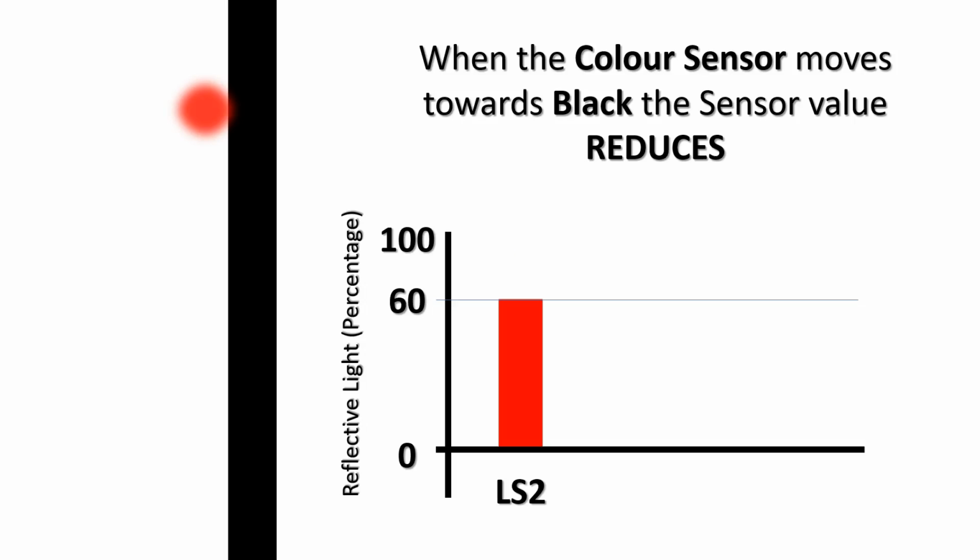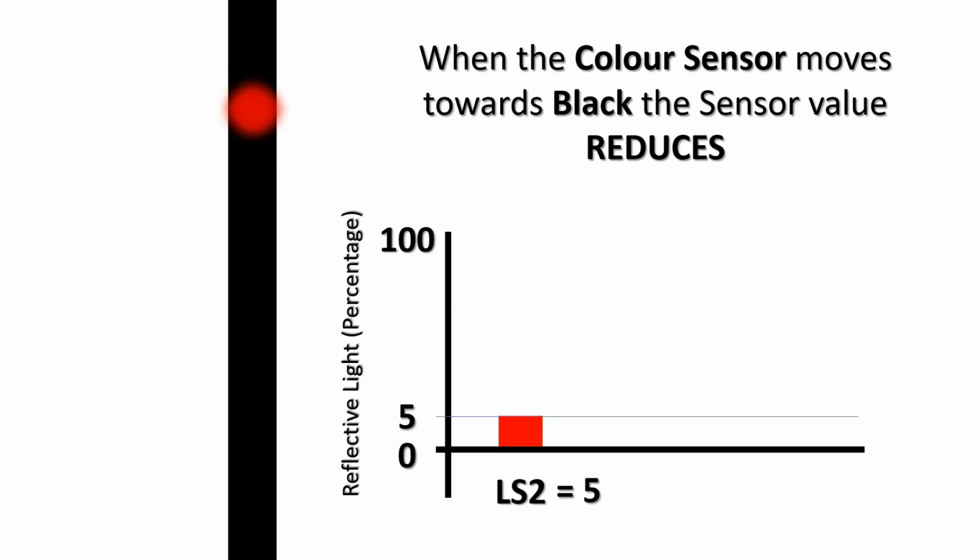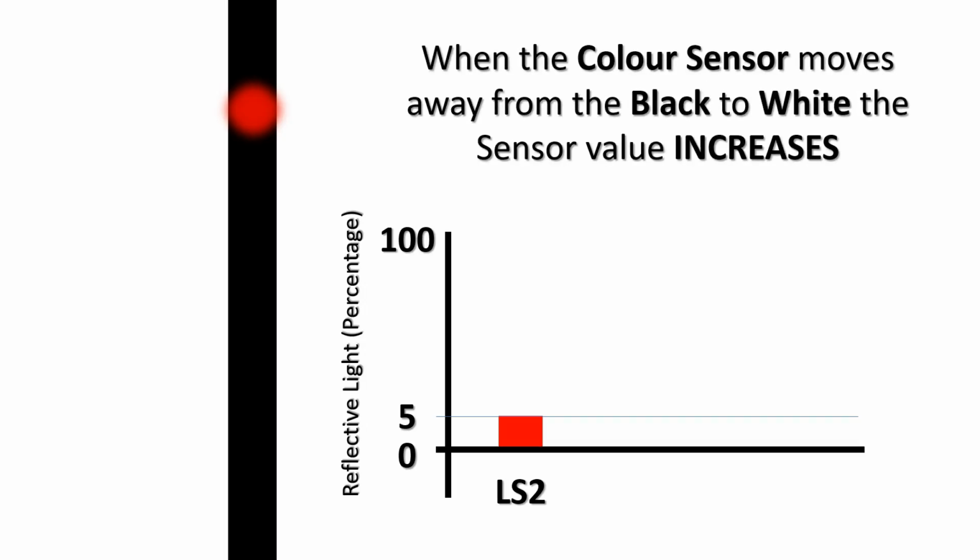When the light sensor moves towards the black, the sensor value reduces, like so. When the light sensor moves from black to white, the sensor value increases, like so.